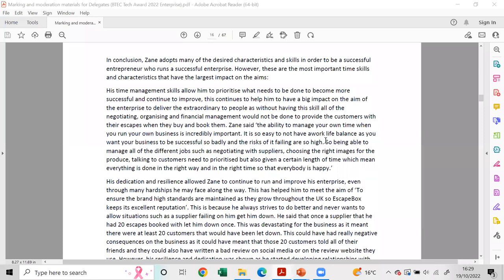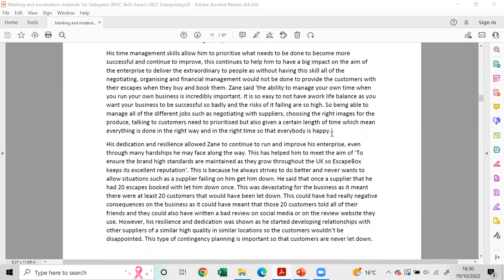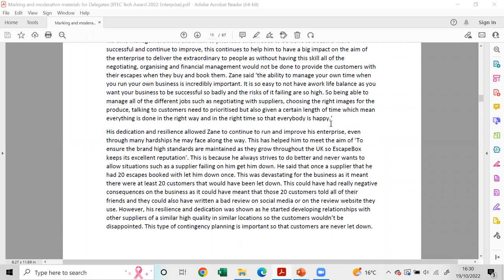Then they've got this conclusion about how they adopt those characteristics and skills, how it links to the aims. They've made this judgment of what the impact is on the aims and how large they think that impact is. Time management skills allow him to prioritize. This needs to be done to become more successful, to continue and to improve. This has a big impact on the aim of the enterprise to deliver that extraordinary to people, as without having that skill of negotiating, organizing, financial management, it would not be done to provide the customers with their escapes when they buy and book them. The entrepreneur's got this ability to manage their own time. Why is that important? They've linked it again to the aims.